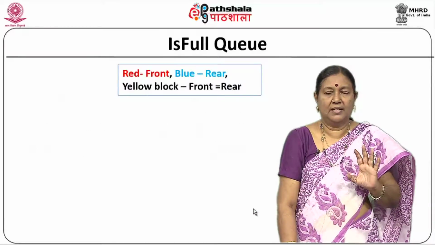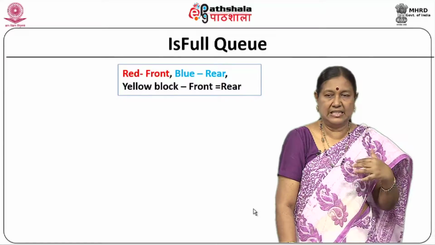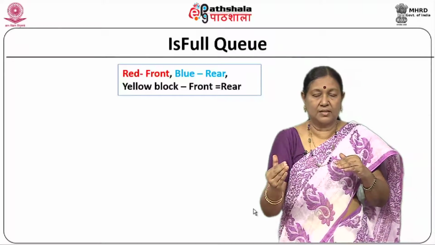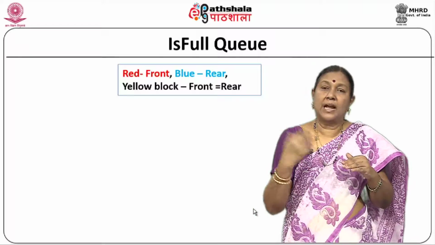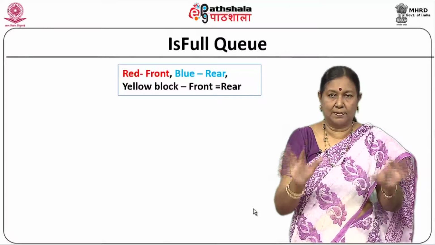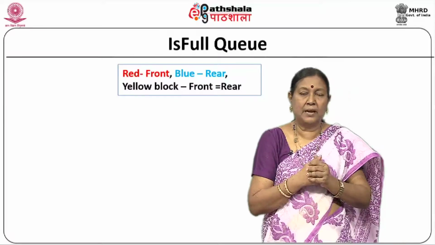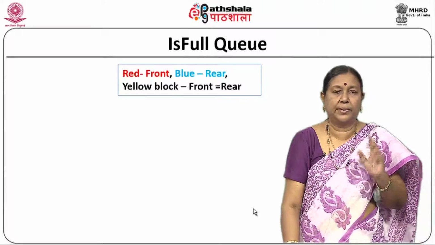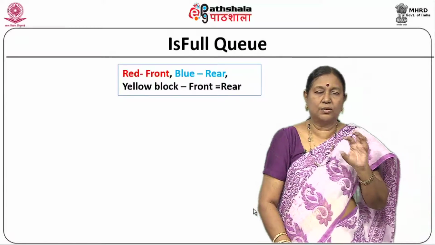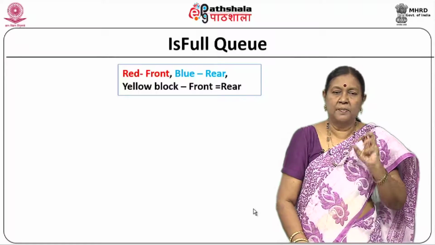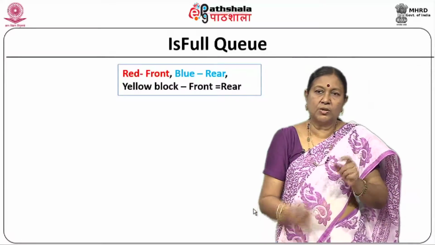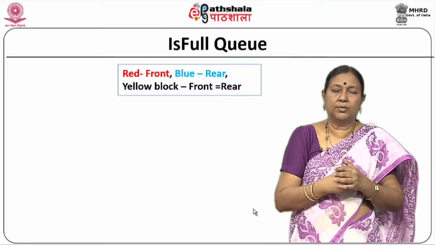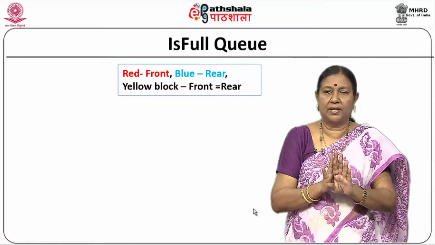So, now we are going to look at a series of insertions and deletions to explain to you how, in spite of the rear pointing to max size minus 1 and signaling an is full condition, the actual array is not fully occupied and the queue is not full. That is what we are going to explain with this small series of operations. Just for your understanding, assume that the red color indicates the front value, the blue color indicates the rear value. We also have a yellow block at different times, which will tell you that front is equal to rear. At that point both are pointing to the same location.